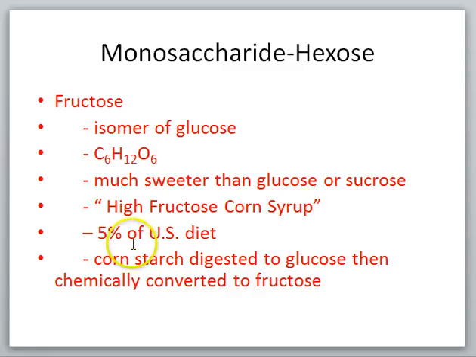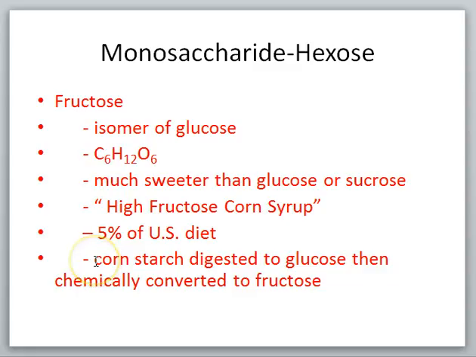Now, this fructose in high fructose corn syrup is exactly the same as naturally occurring fructose, which, as the name implies, is found in fruits: grapes, apples, peaches, such as that. So this is exactly the same as a naturally occurring fructose. It's not a synthetic material, even though it's made synthetically.